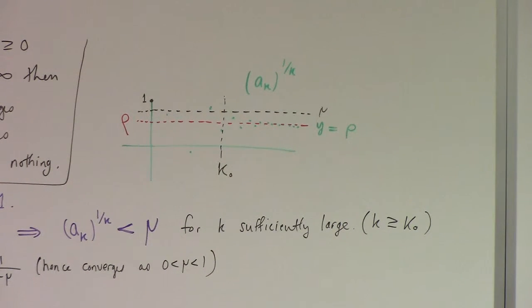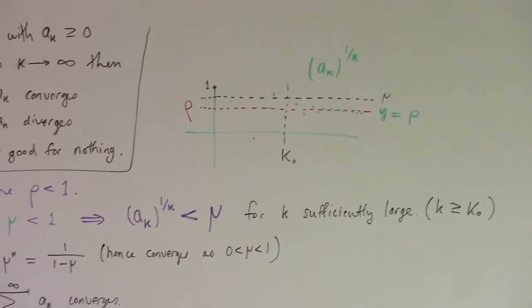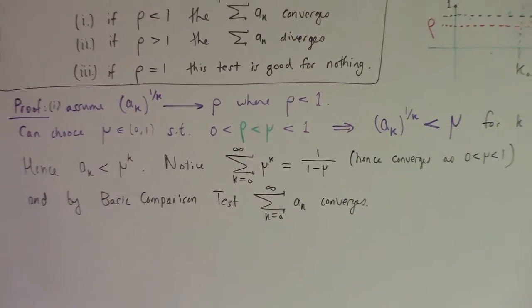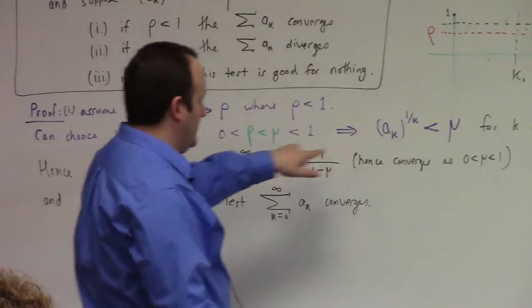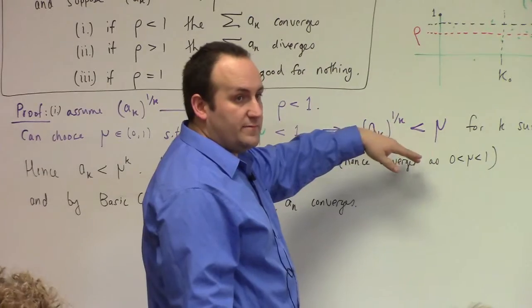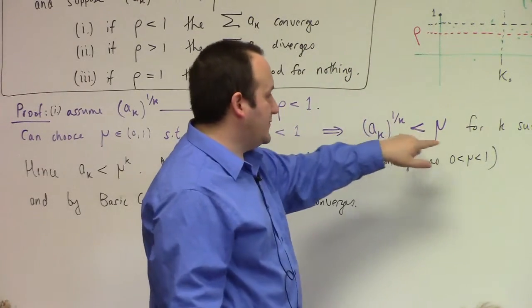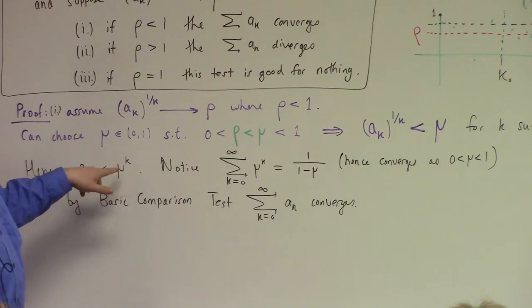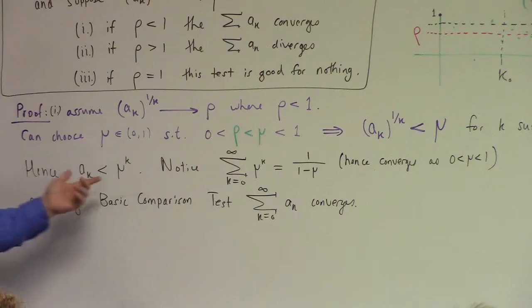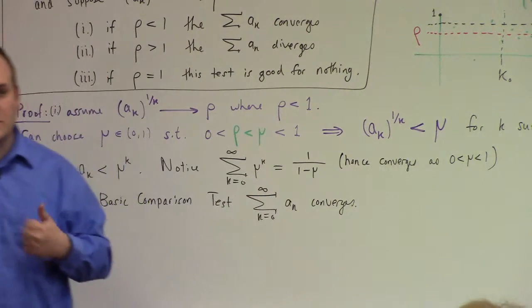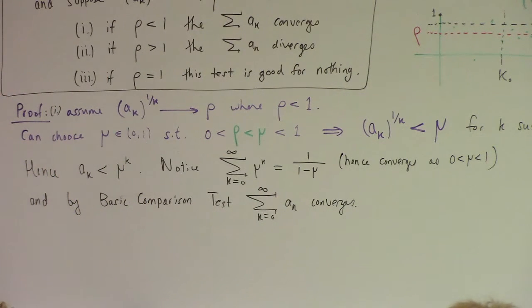Okay. So for k greater than or equal to some k naught, which is this in my picture, you have that a sub k is less than mu to the k. Because if I take this inequality to the kth power, everything here is positive, or at worst 0, so the inequality is preserved under the kth power function. We get a sub k is less than mu to the k. But now we're done because that's the geometric series, which we know converges in this case because our ratio mu is less than 1. So by the basic comparison test, the series converges.